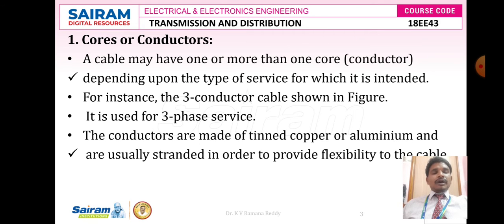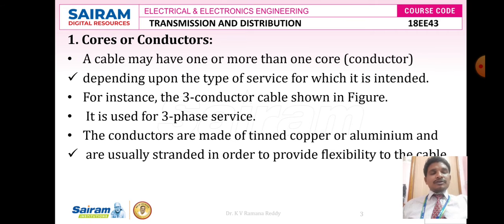Now we are going to discuss very clearly what is meant by cores or conductors. A core or conductor simply consists of a group of strands, that consists of either one set of strands, or two sets of strands, or three sets of strands. It depends upon the type of service. We can choose one set of strands, two sets of strands or three sets of strands.